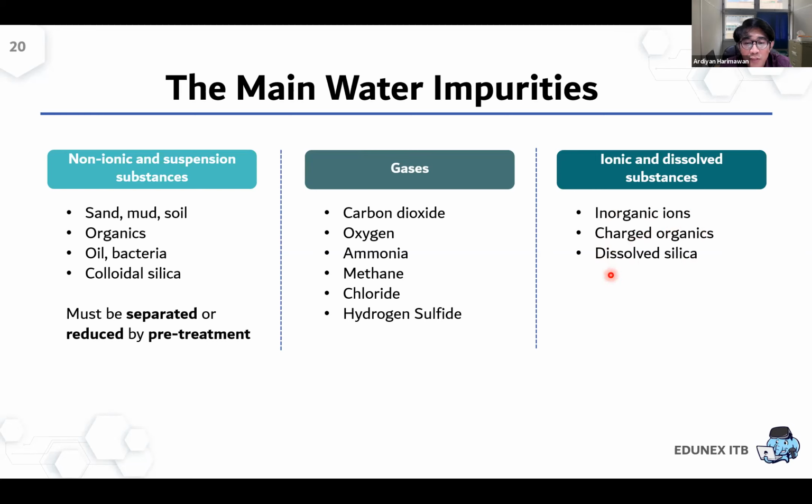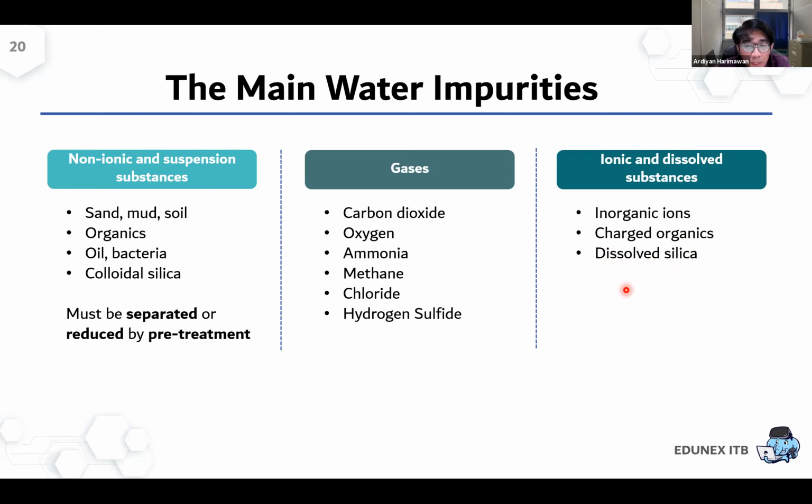And if you have a quite significant concentration of dissolved silica in the water, and then you use the water, for example, to generate steam in a boiler, then it will create what we call scale, yeah, kerak, silica scale. The appearance will be like glass. It's translucent and hard, and it will stick to the inner surface of the boiler. And it's very difficult to clean.